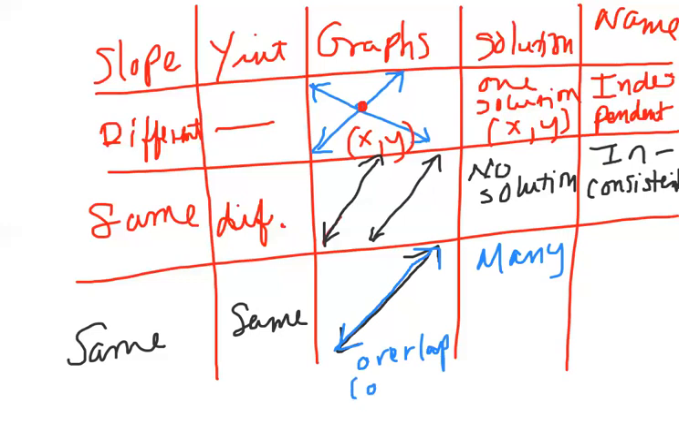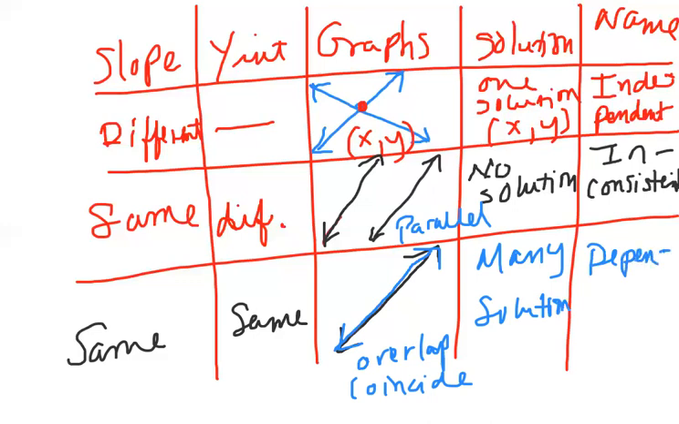Coincide is another term you can use. I forgot to say parallel here, if you want to go ahead and include that. And of course, the first one, they intersect. So this would be many solutions because they share an infinite number of points. And so the name we give this one is a dependent system.